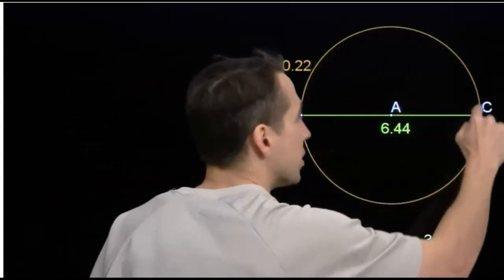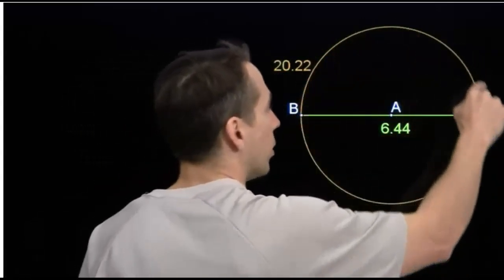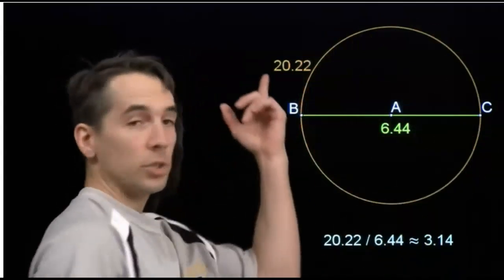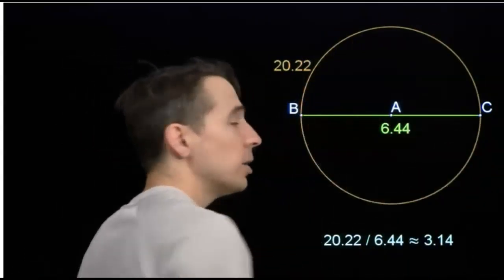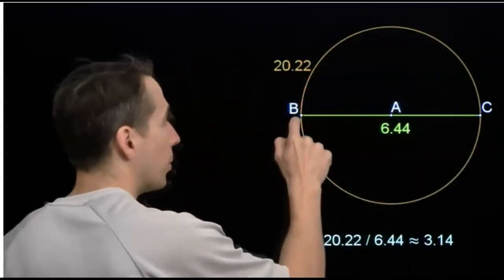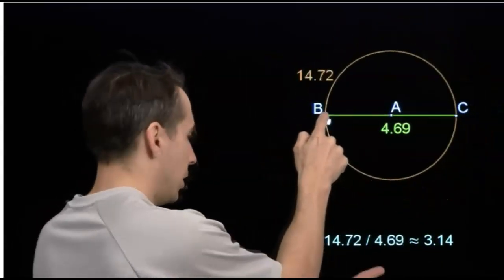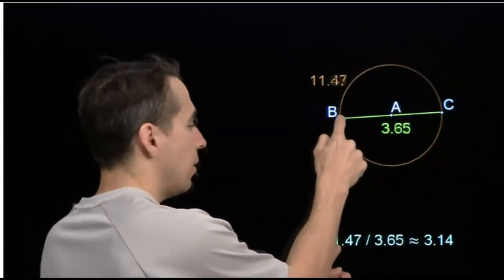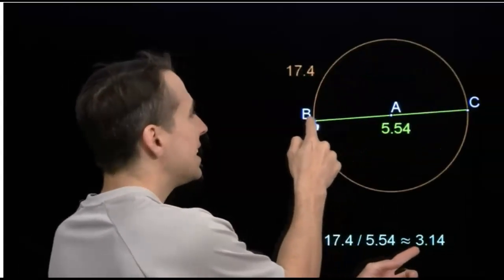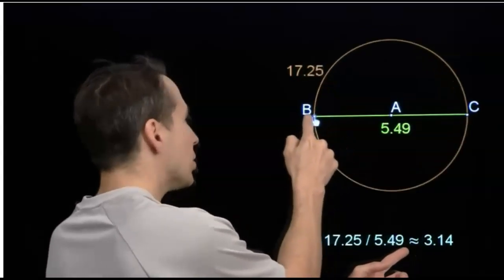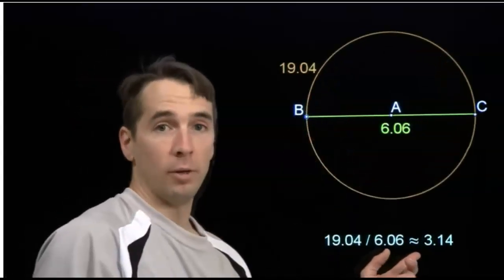Now the circumference, that's the distance all the way around, and we can see here this particular circle has a circumference of nearly 20.22. Its diameter is nearly 6.44. We're approximating here. Now watch what happens as I slide point B around. The ratio of the circumference to the diameter stays the same. It always equals a number that's about 3.14.